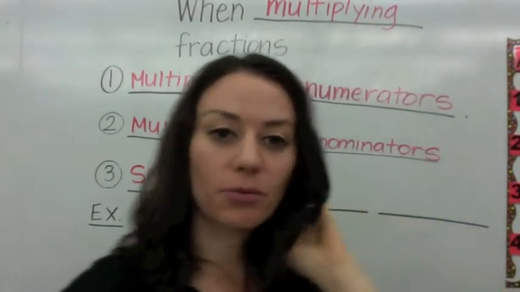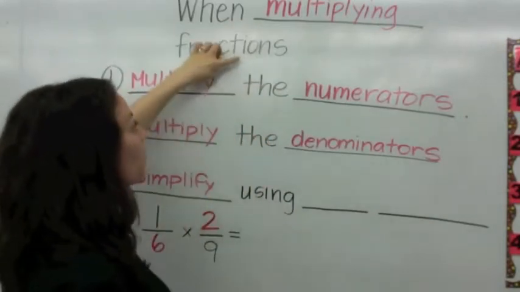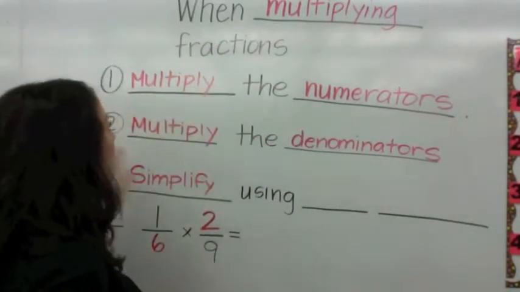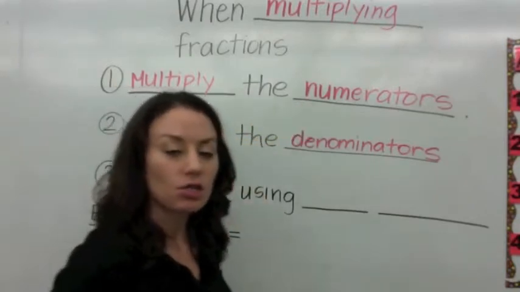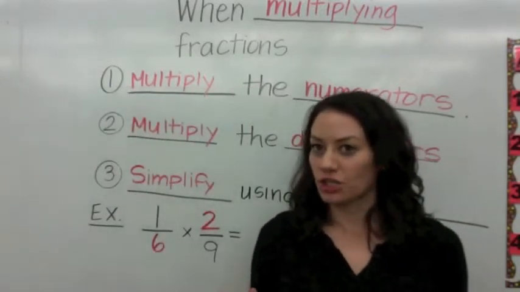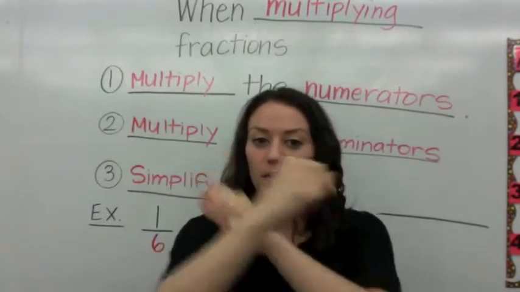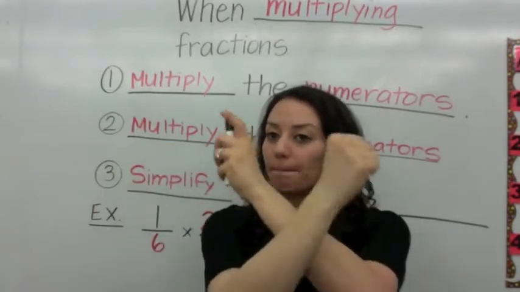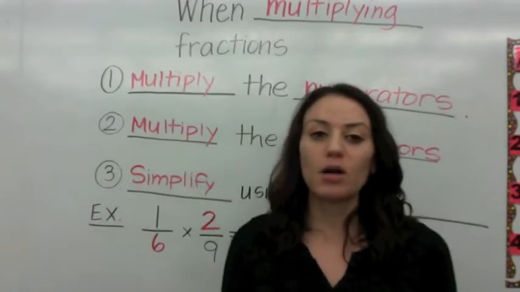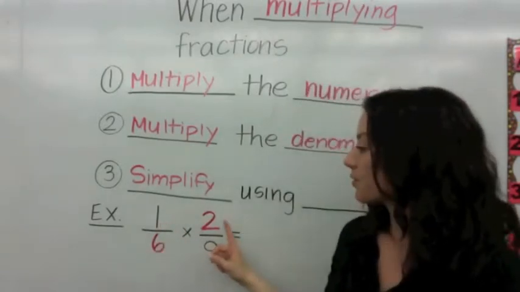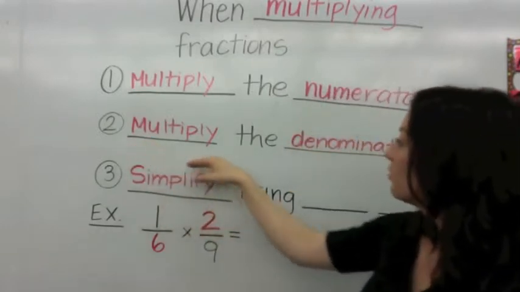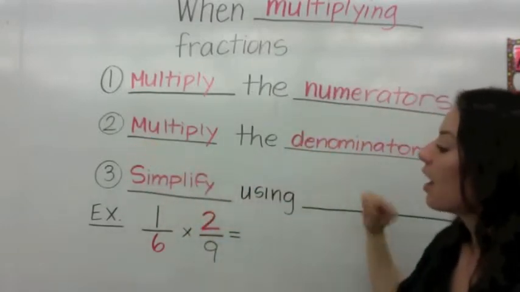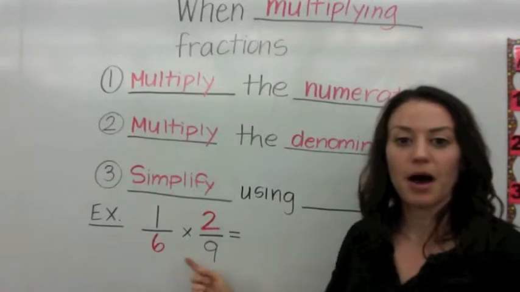Okay, go ahead and write for me. When multiplying fractions, first multiply the numerators, okay? So when you multiply fractions, you multiply across. You do what? Multiply across. So you multiply pretty much the top numbers, which are the numerators. The second step is to multiply the denominators, okay? Then you multiply the bottom numbers.